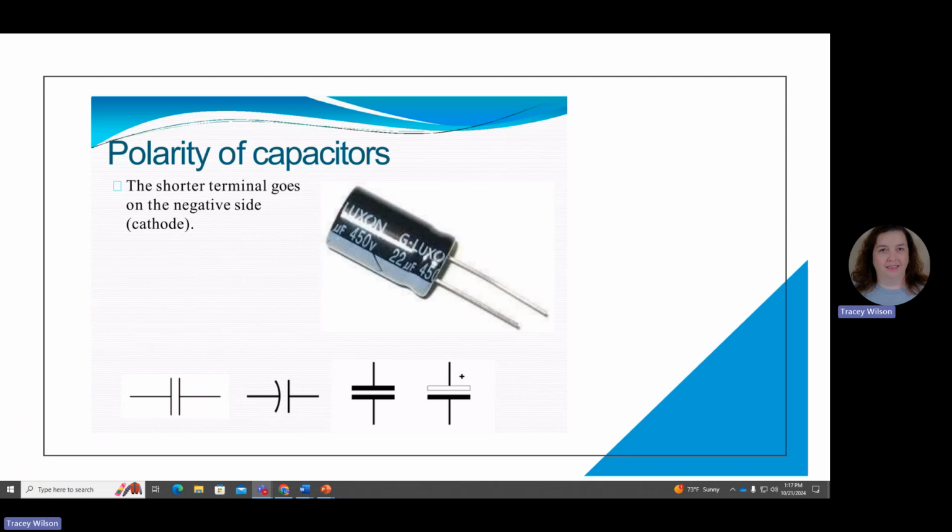Polarity: for capacitors that have polarity, the shorter terminal always goes to the negative side and the longer terminal to the positive, just like your LEDs, right? Just be aware of that.